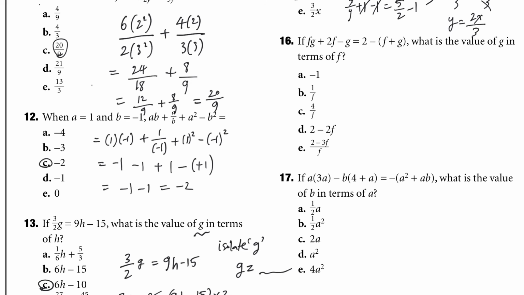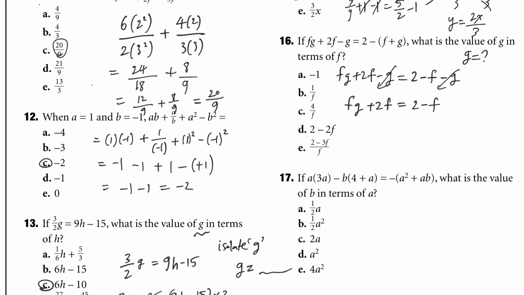If fg plus 2f minus g is equal to 2 minus (f plus g), what is the value of g in terms of f? So I want g in terms of f. So fg plus 2f minus g is equal to, I want to expand the brackets, so 2 minus f minus g. Guess what? I have minus g on both sides, so I can immediately just get rid of them. So I have fg plus 2f is equal to 2 minus f.